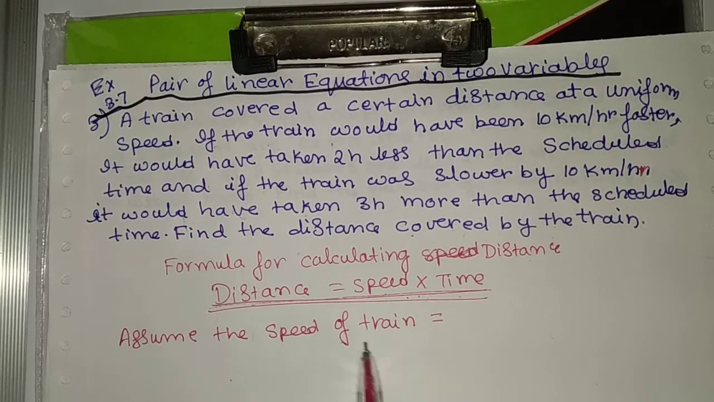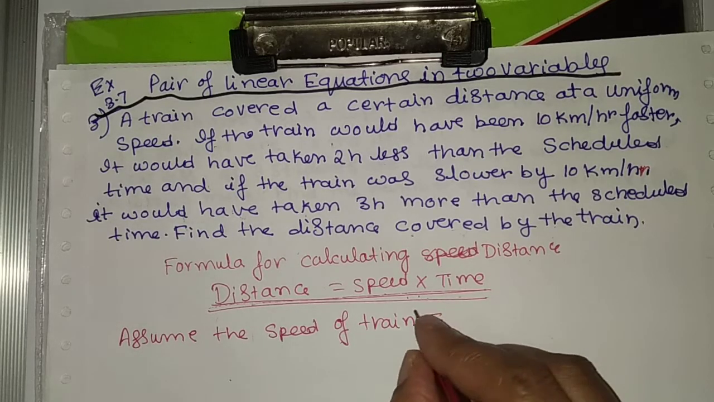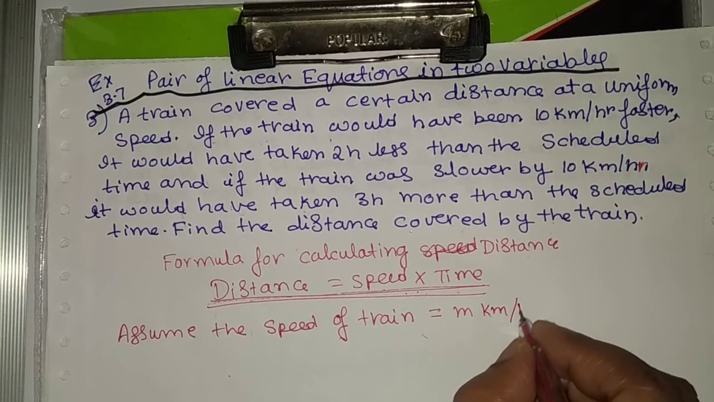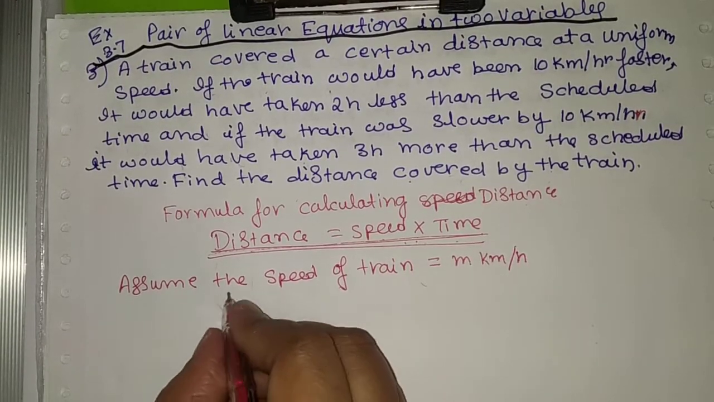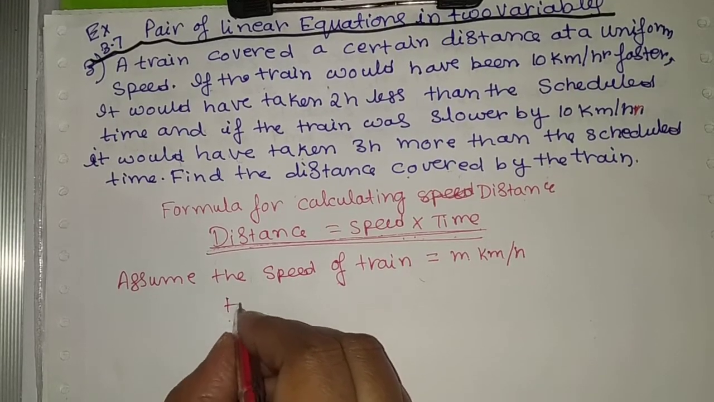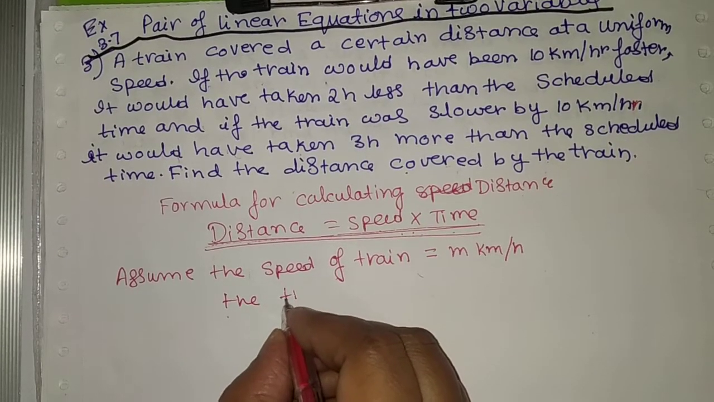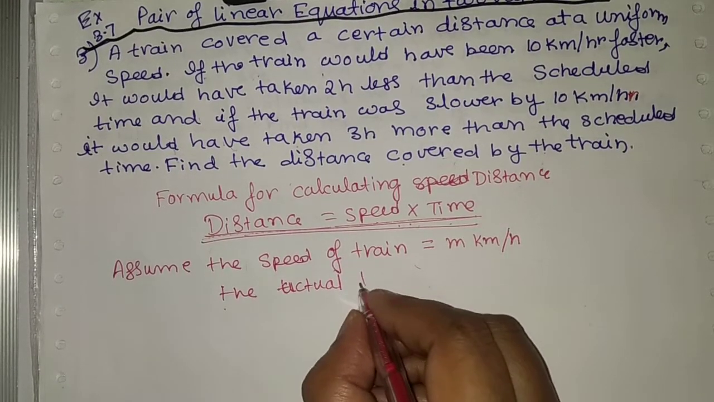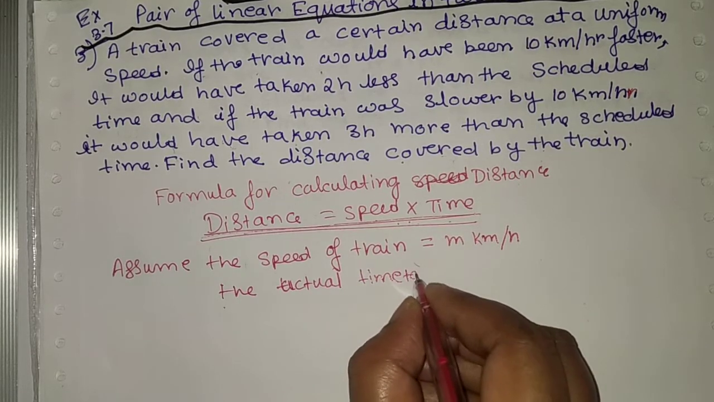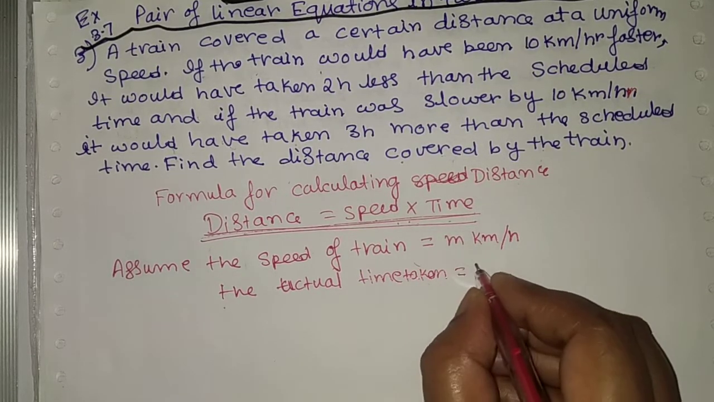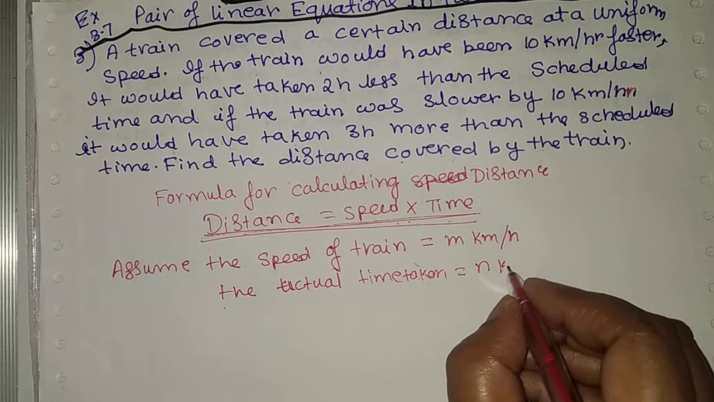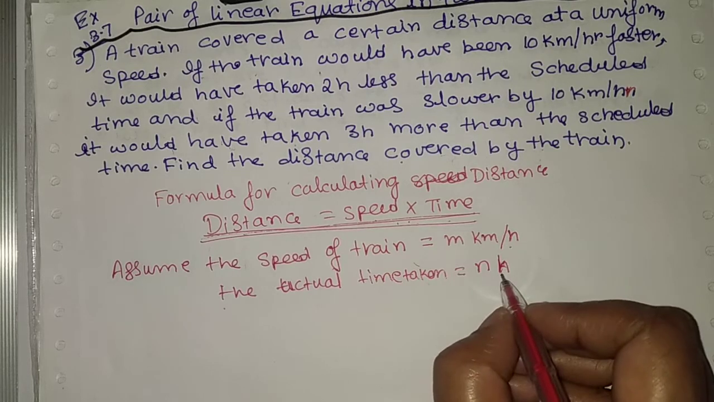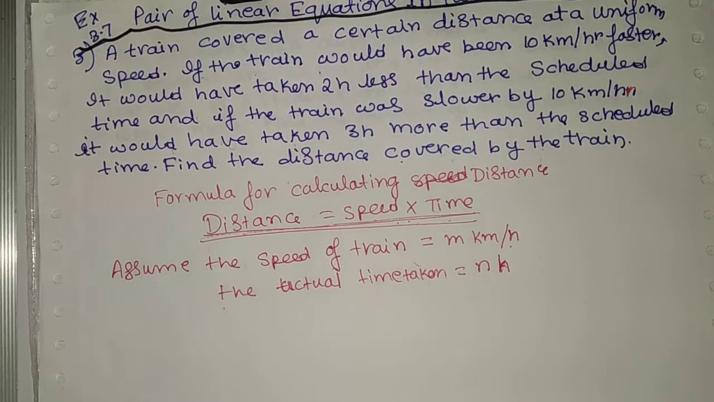The first step is to assume the speed of the train. We'll take the speed of the train as m kilometers per hour. This is the first assumption. Then the actual time taken, I am taking as n hours. So we have taken two variables: the speed is in kilometers per hour, and this time is n hours.